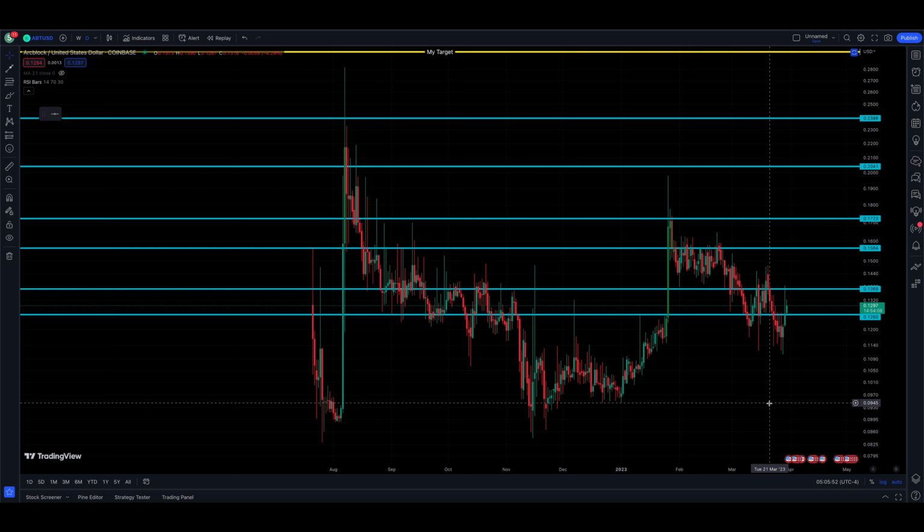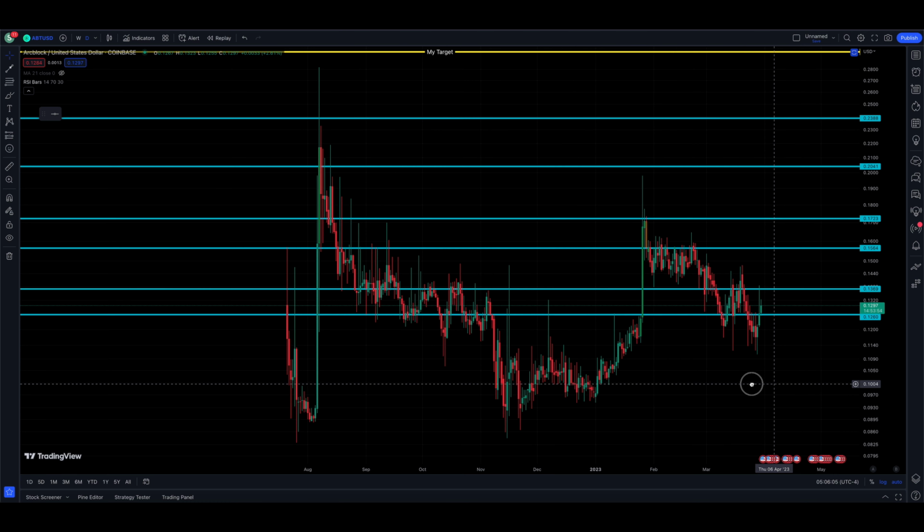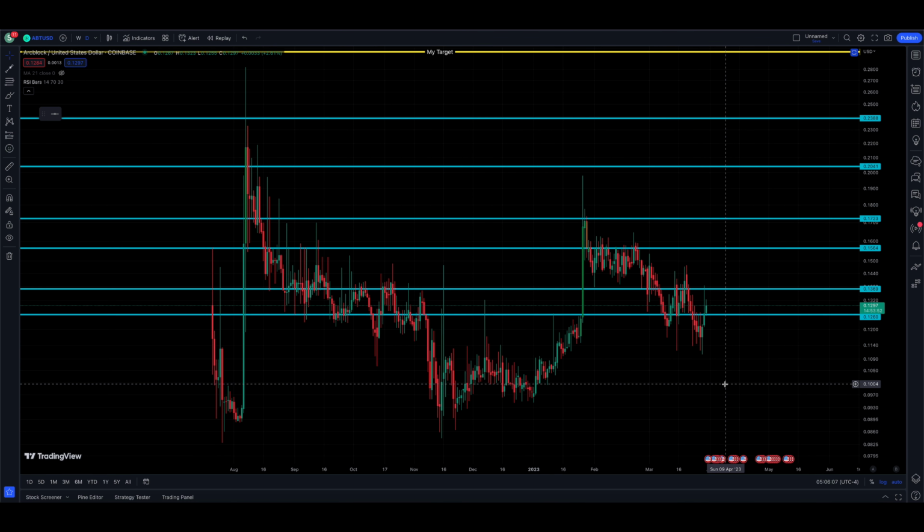We are going to take a look this morning at Arcblock. It's been a while since we pulled up a full chart here of ABT USD. This will be the daily chart, Coinbase, on tradingview.com.